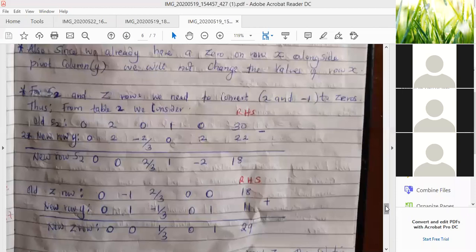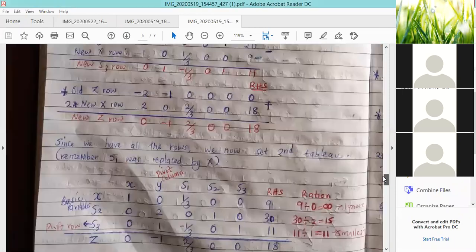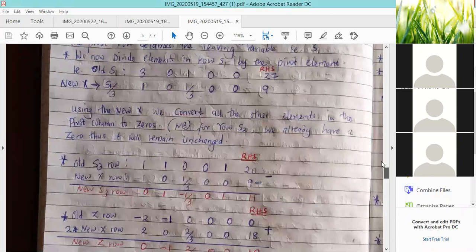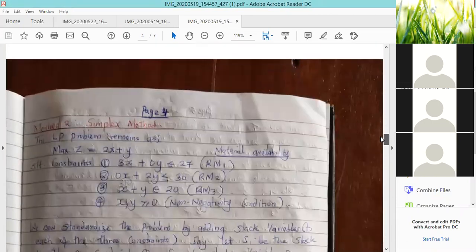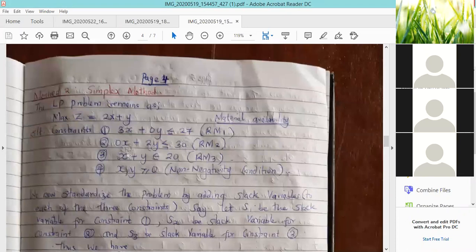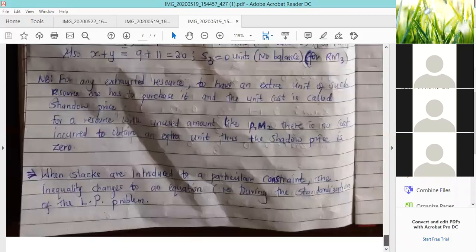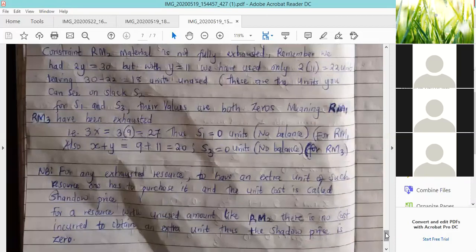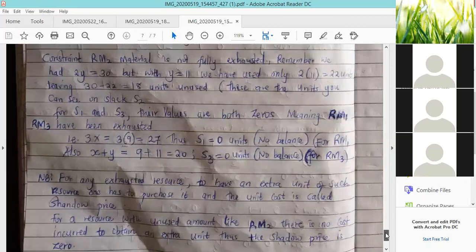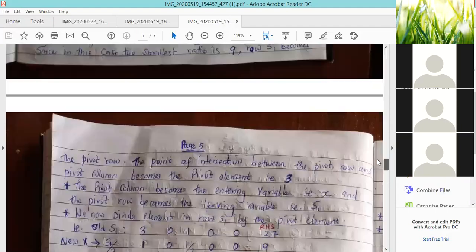And you can also do it this way. Let's see. This is our constraint, this one here: 0x plus 2y less than or equivalent to 30. Our final value for y is 11. So if you multiply 2 by 11, you will get 22. Of course, we have not exhausted it. You see the balance will be equivalent to 8. So make a correction there. Sorry for that. Okay? Is there any other thing?